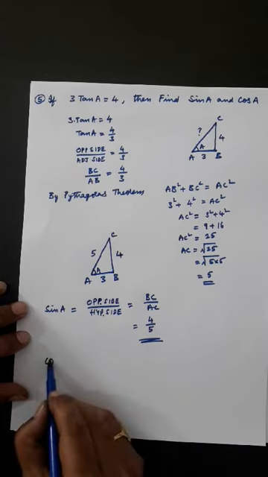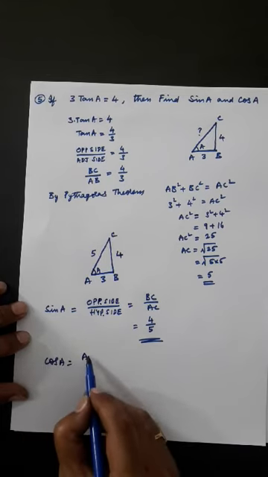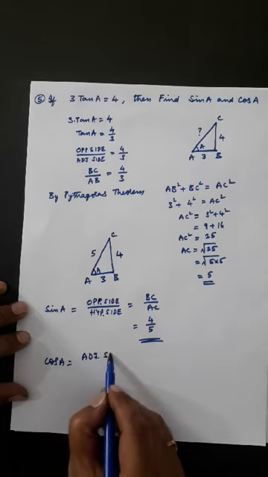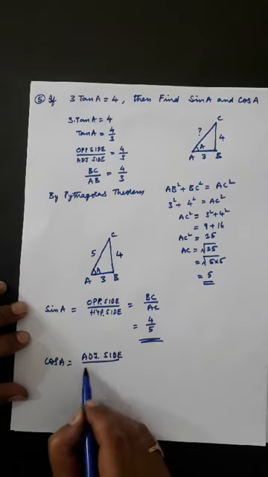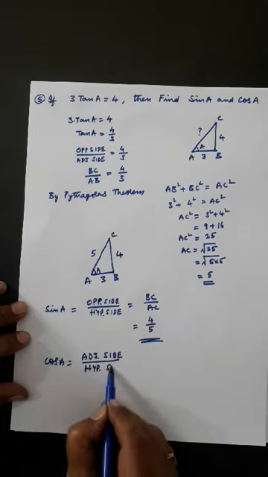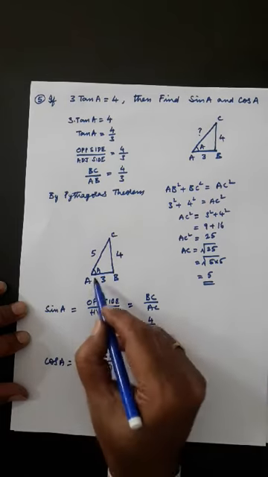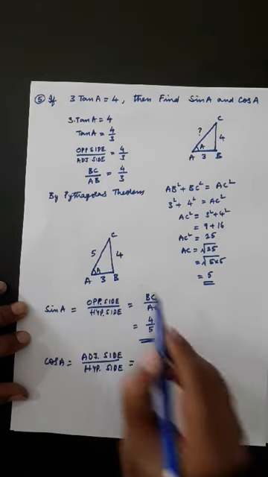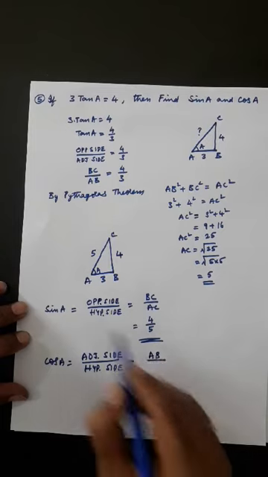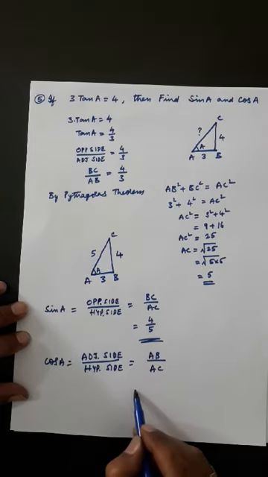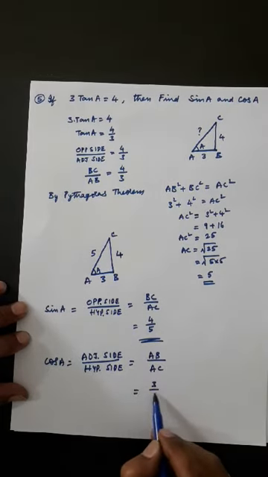And cos A now. Cos A is again adjacent side divided by hypotenuse side. Okay, adjacent to A is AB, this one. AB divided by hypotenuse is AC, which is nothing but 3 by 5. 3 by 5. Okay.